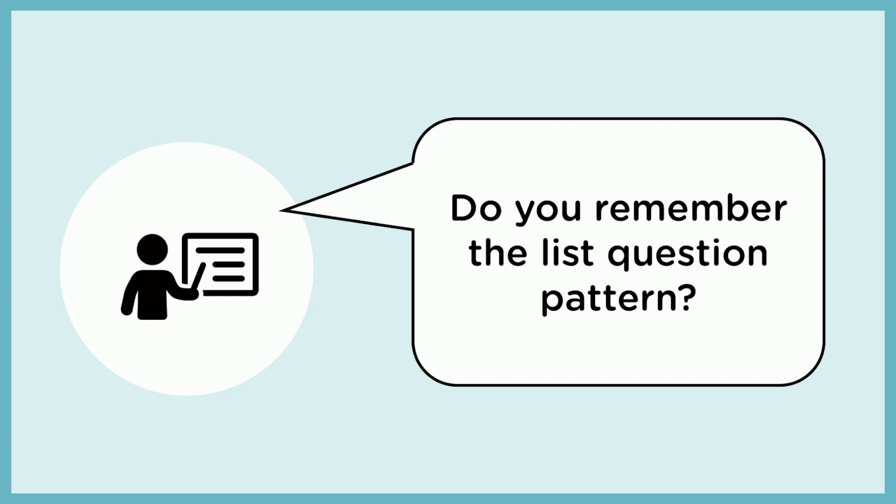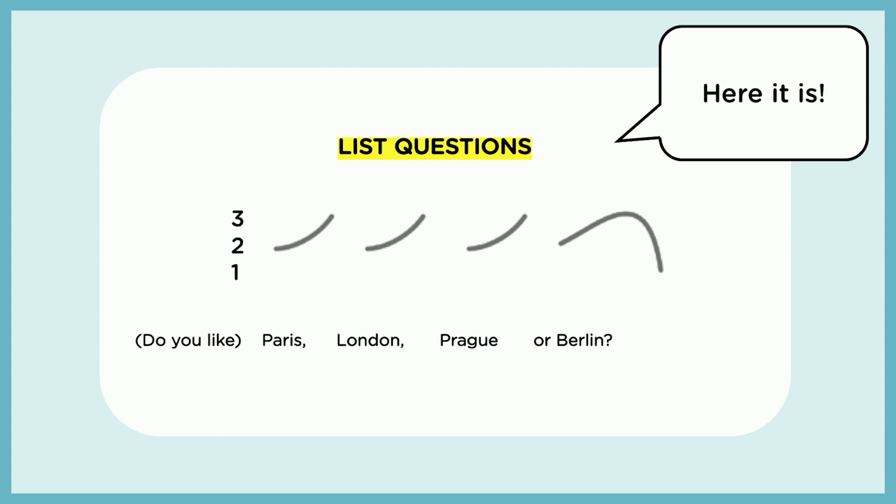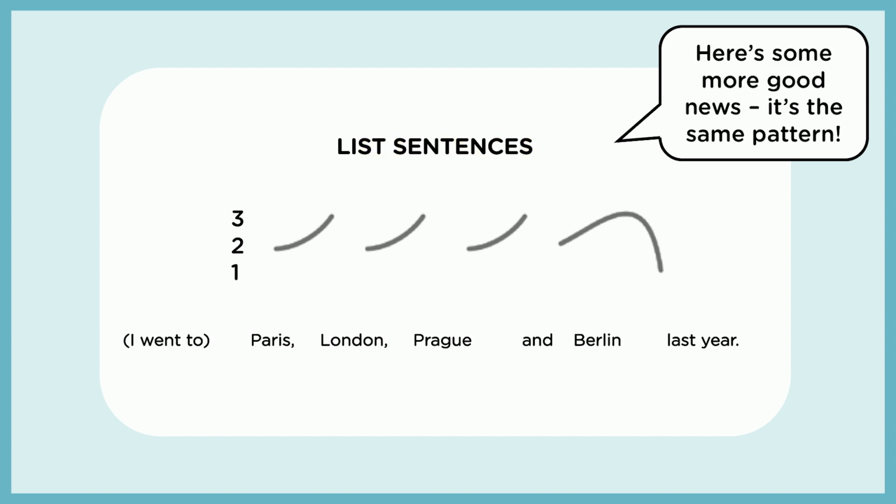Jay, do you remember the list pattern? Yes. Do you like water, cheese, or cheesecake? Oh, definitely cheesecake. Well, once again, here it is for your reference. Some more excellent news. It's the same pattern when we list things in sentences. So instead of do you prefer Paris, London, you could say, I went to Paris, London, Prague, and Berlin last year.